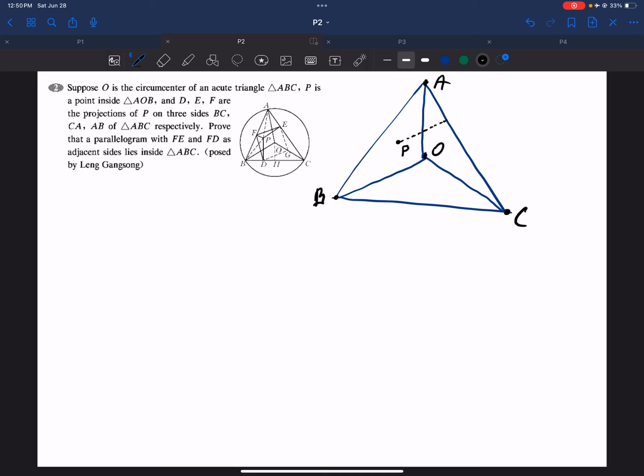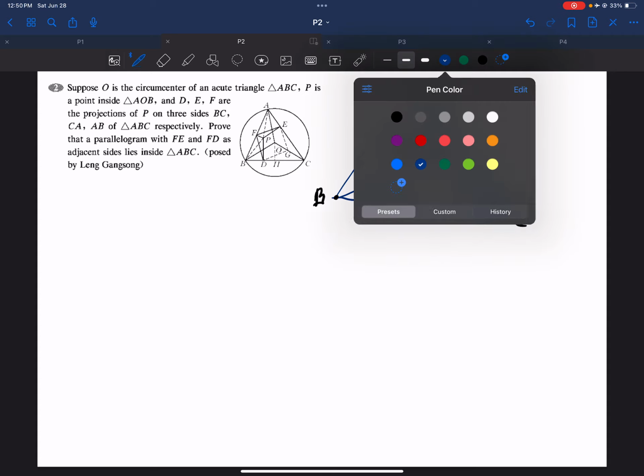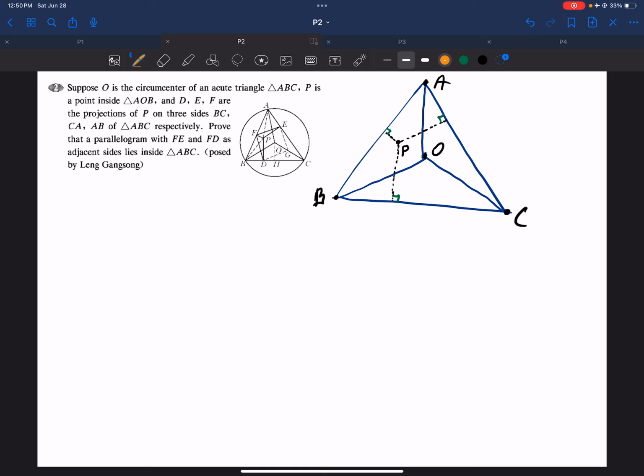and we project P on the three sides like this. So this is another projection. Here's another projection and one more projection. Okay, so these projections are actually, let me do it in green. These are right angles. Another right angle. So the problem is asking us to look at this.